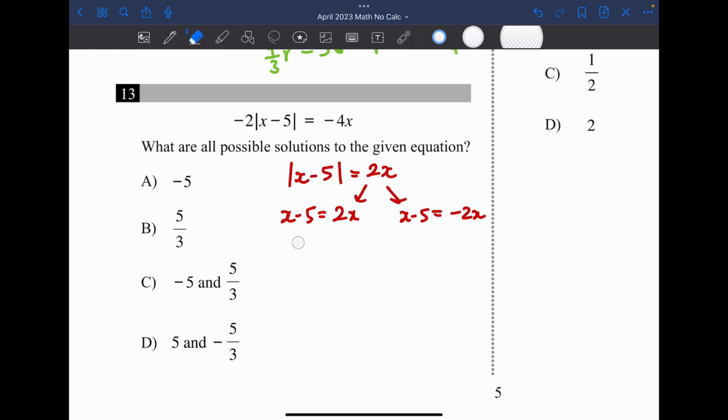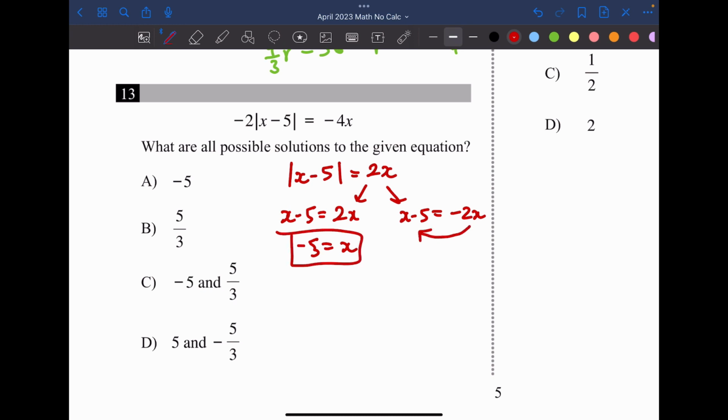So bring the 2x here, or let's actually bring the x here just to make it easier. You would have -5 is equal to x, so that's the first one. And then in this one, let's bring the -2x here. It would be 3x minus 5 is equal to 0. And then bring the 5 here. You would have 3x equal to 5, so x is equal to 5 over 3. So these are both answers. Is that the final answer?